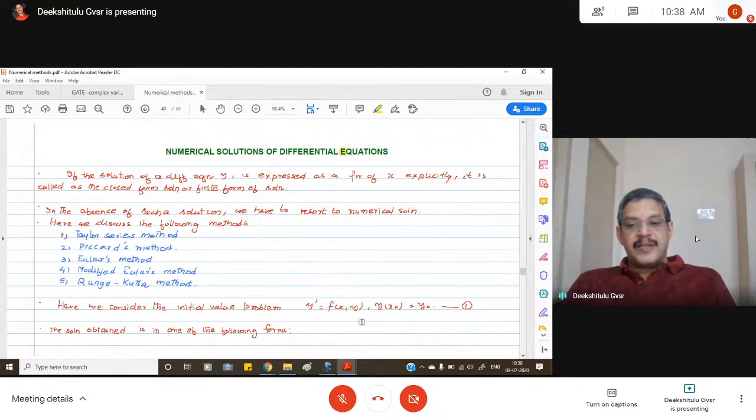So we study this differential equation of the form y dash equal to f of x, y, satisfying the condition y at x0 is y0. Such a condition is called an initial condition. The differential equation along with the initial condition is called an initial value problem. We consider the initial value problem. So numerical solutions of differential equations, this is what we are going to study.